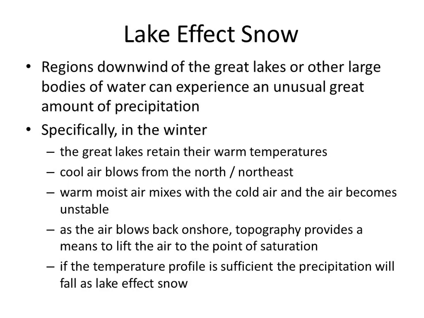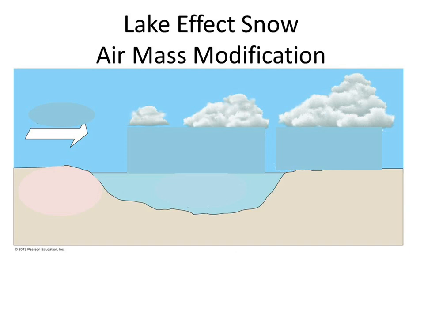But lake effect snow, it is cold. Since we're under the prevailing westerly winds, lake effect snow basically is going to form on the eastern side, kind of the northeastern side of the Great Lakes. And I'll show you, this figure I think does a good job of showing you lake effect snow.